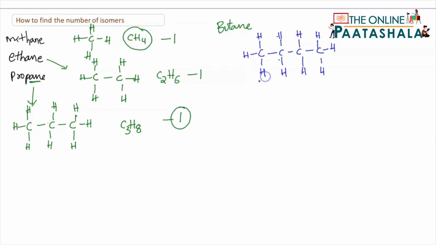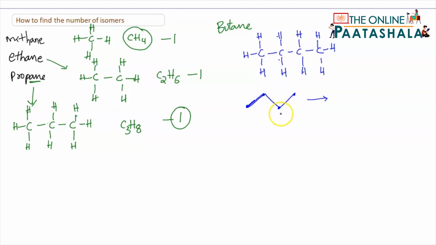So how can we write this in the bond line, as we are having four carbons? You can write it as 1, 2, 3, and 4. This is the bond line structure for butane. And next, what is the isomer for this?